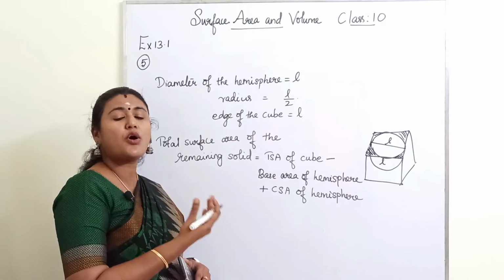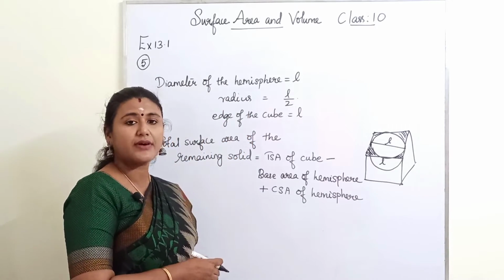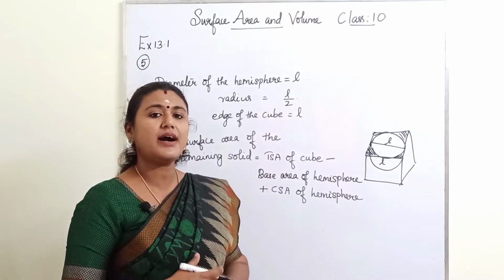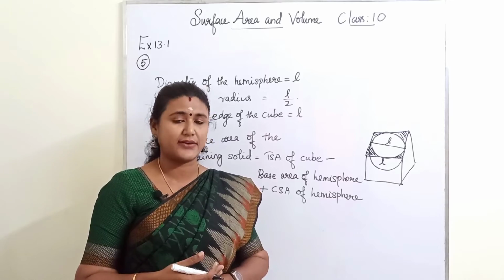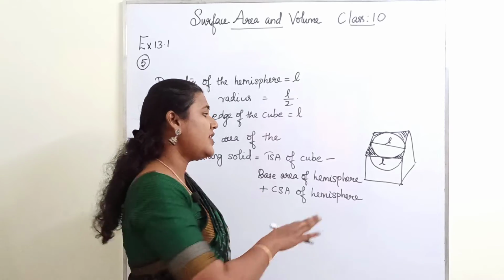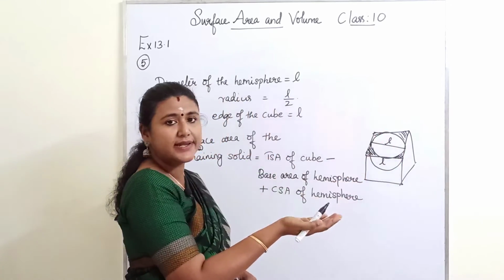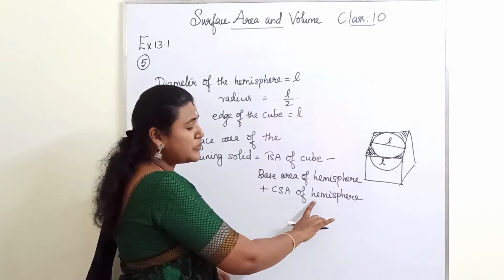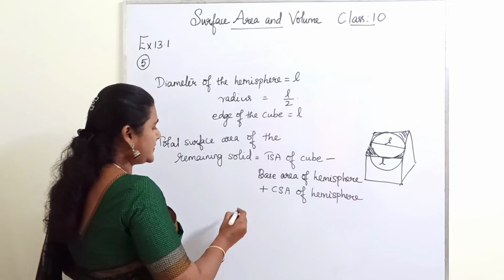Why? Because this is not the case of volume. Here we are finding the surface area. I have already told you surface area is the area of the surface which we can touch. Even if we make a hemispherical depression in this cube, we can touch that surface. So we have to add the CSA of the hemisphere.